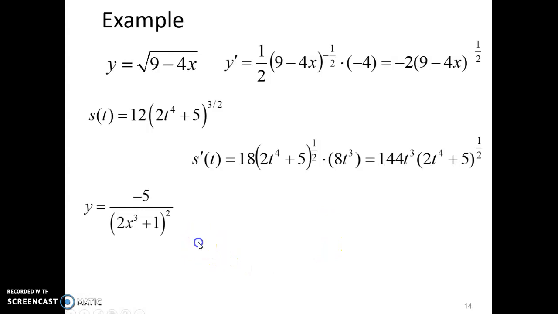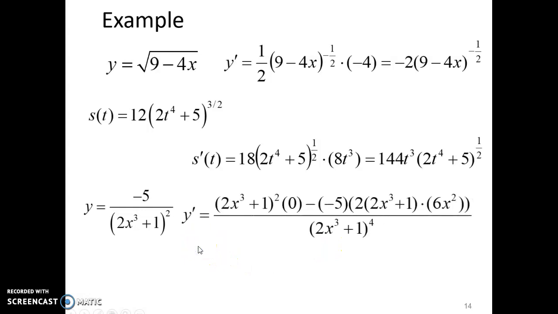Now for this one, I could use the quotient rule here, and the quotient rule says the derivative of the denominator, leave it alone, times the derivative of the numerator, which is 0, minus the numerator, -5, times the derivative of the denominator.